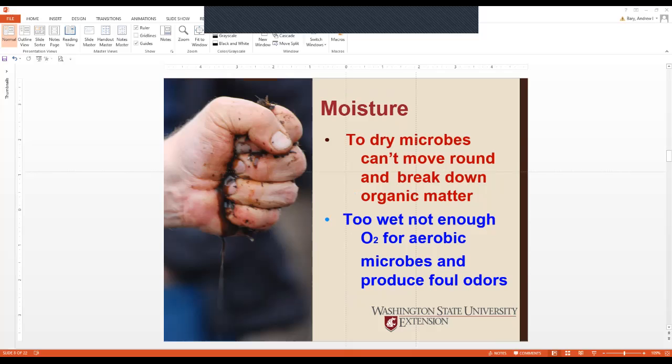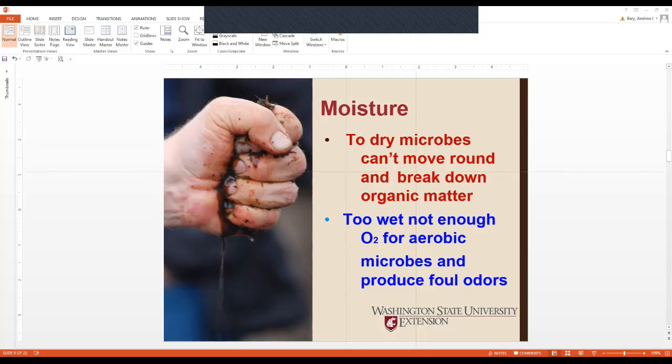If you get a too wet pile, you don't have enough oxygen for aerobic microbes to maintain, and you'll get things that produce foul odor. What'll happen is your pore space will get filled up with water. There'll be no place for oxygen, so you'll go anaerobic and generally produce hydrogen sulfide materials, which would be very stinky.